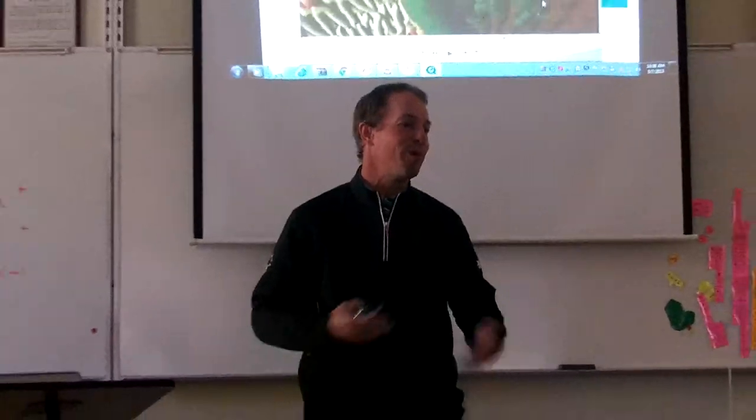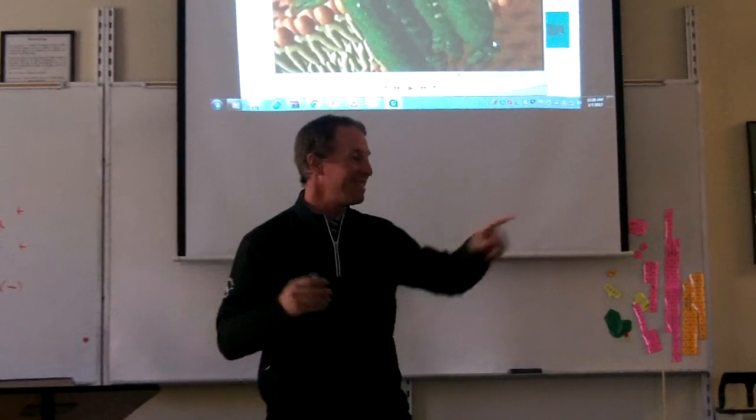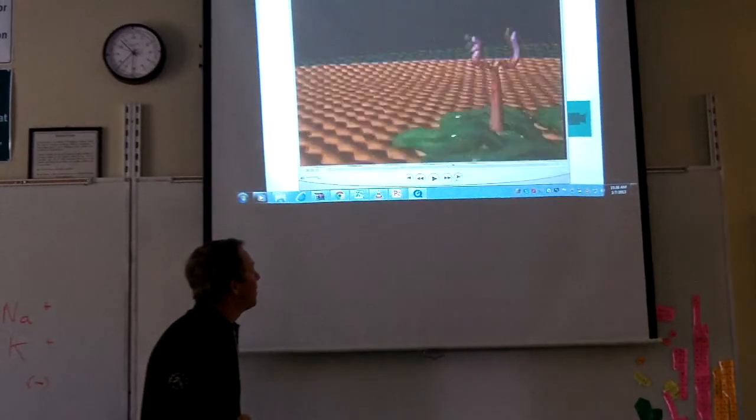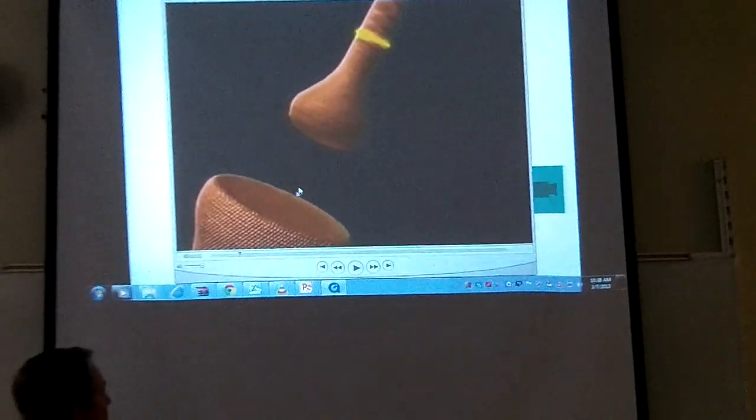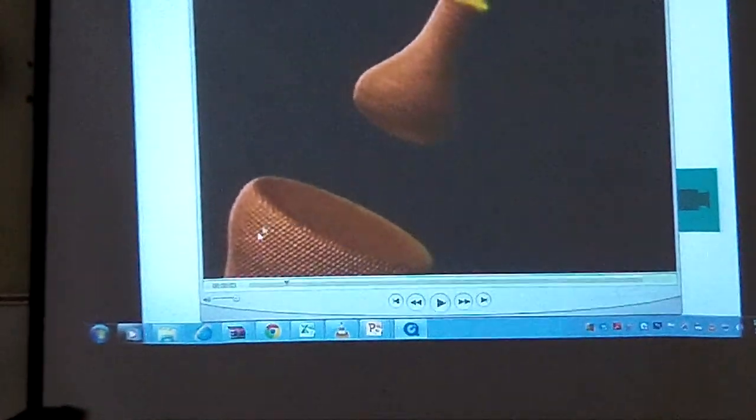So this is how neurons communicate with one another, which is what the AP biology test thinks is really important. Communication is one of their big things. What's the difference between a synapse and the axon? A synapse is this connection between this axon and this dendrite.